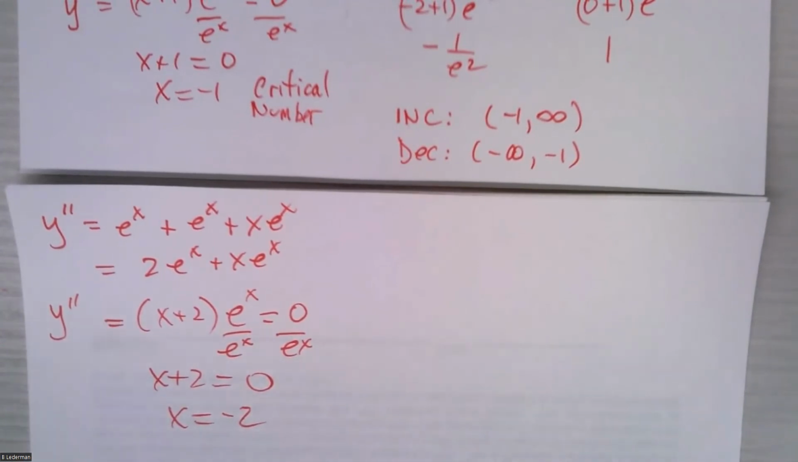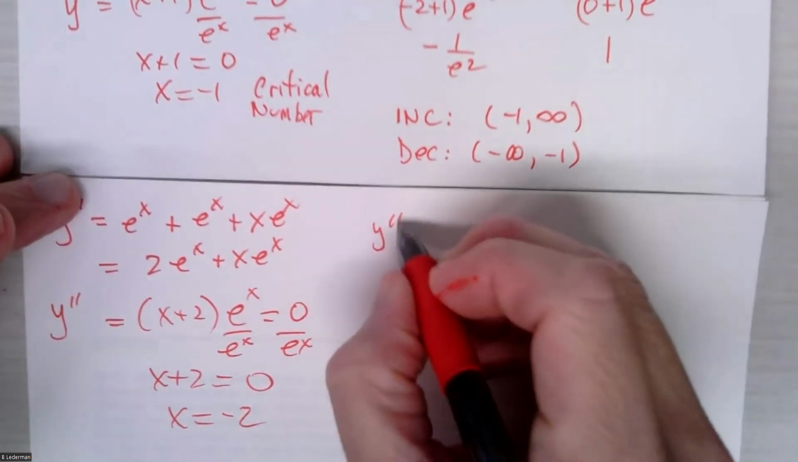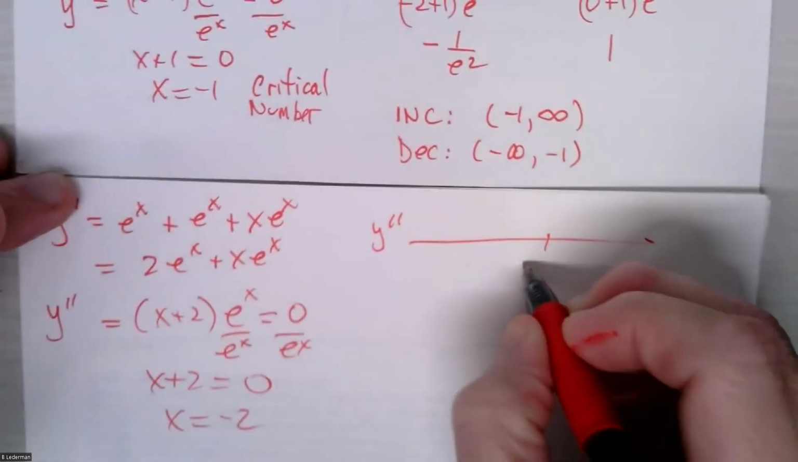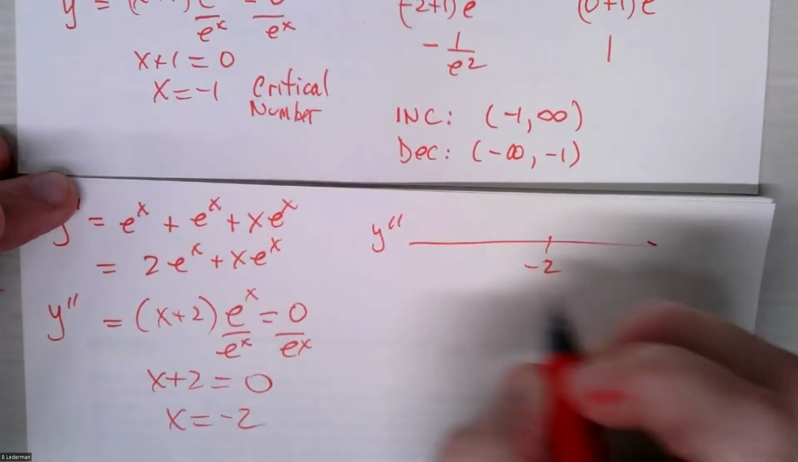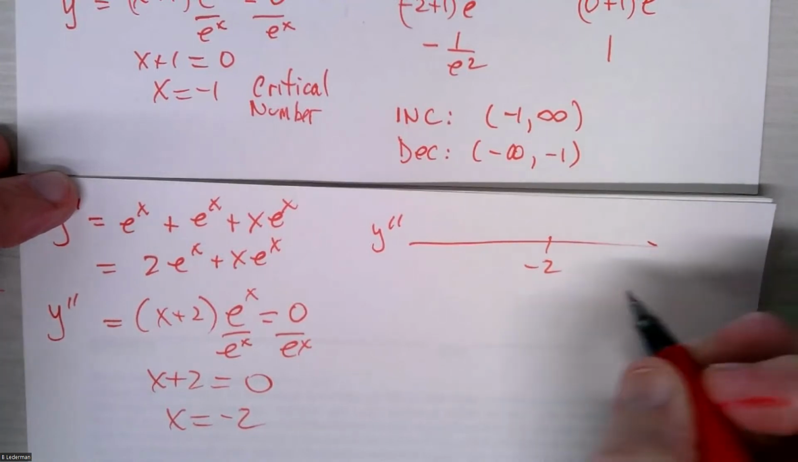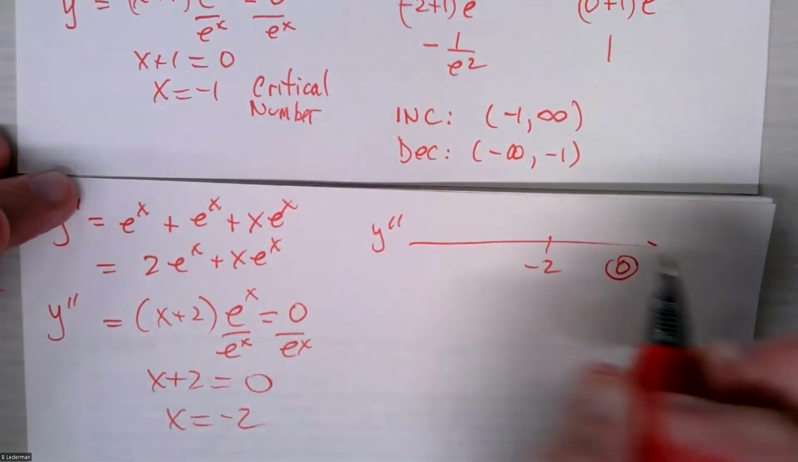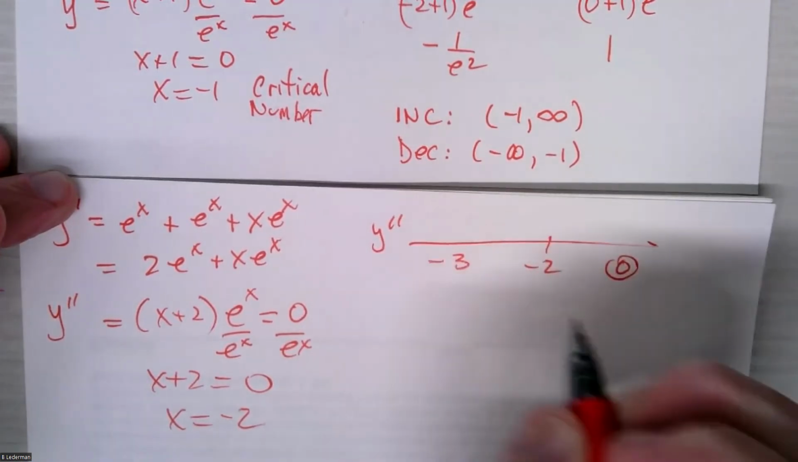And let's just check out the concavity here. So we're going to draw a number line for y prime, and negative 2 is the zero. So let's check out 0. I always like 0. And let's just check out, I don't know, negative 3.